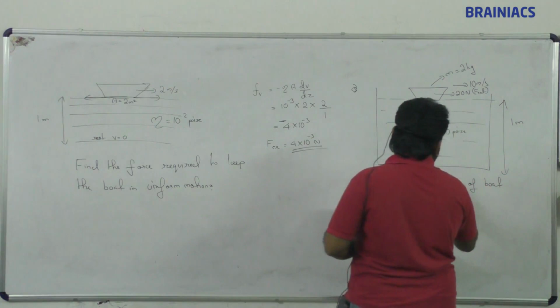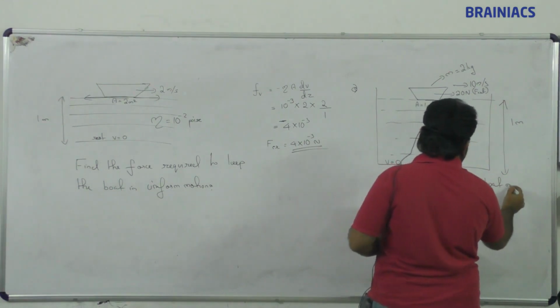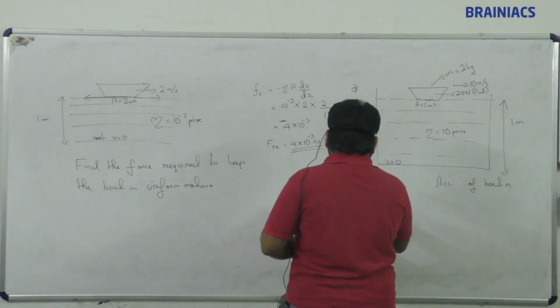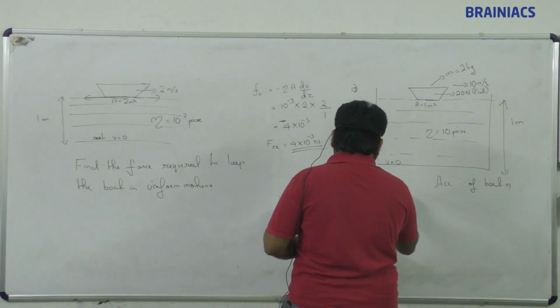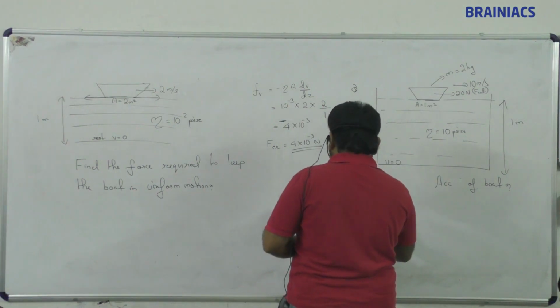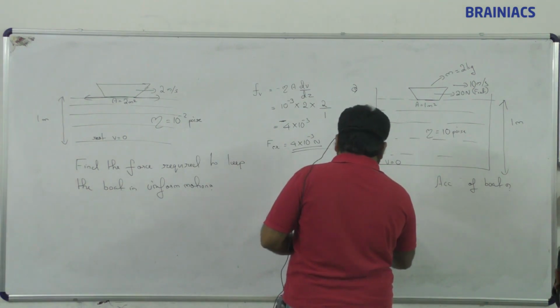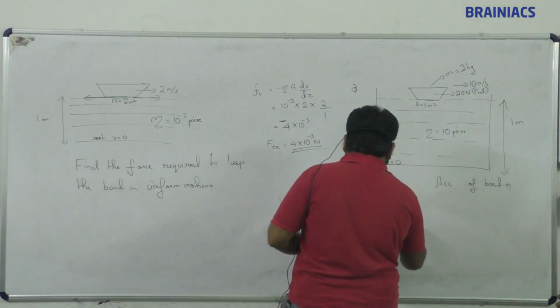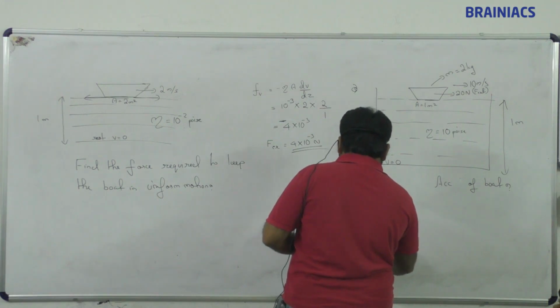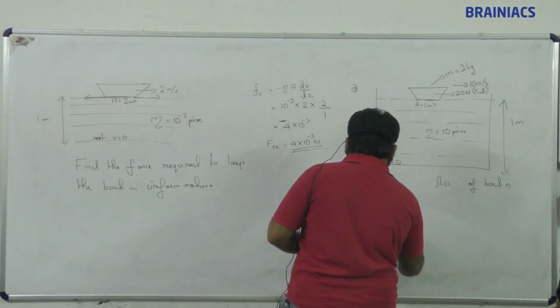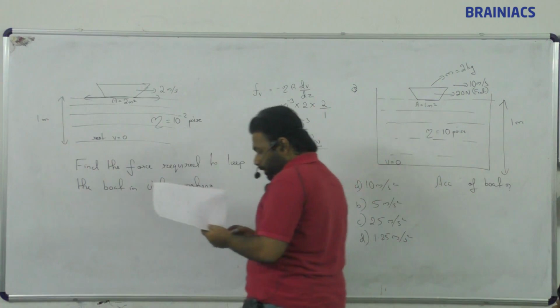Find the acceleration of the boat. These are the options: 10 meter per second square, 5 meter per second square, 2.5 meter per second square, 1.25 meter per second square.